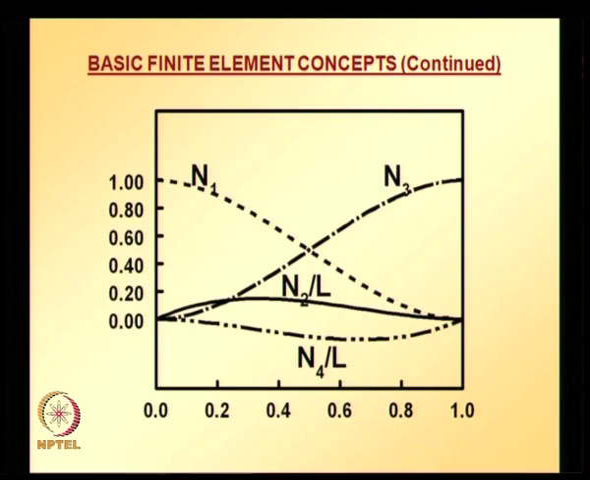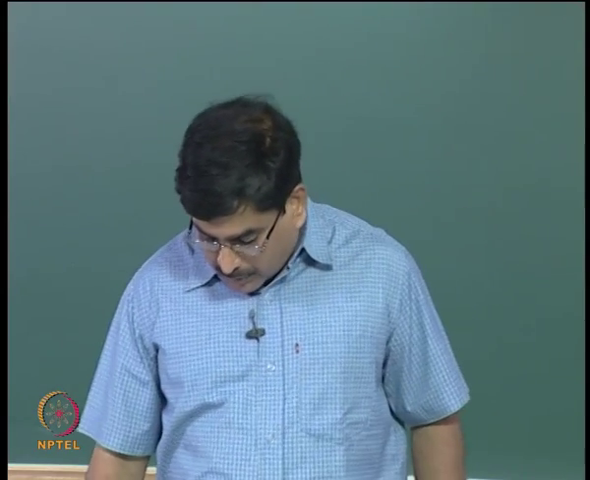So this plot shows how shape functions vary with respect to S, that is S going from 0 to 1. You can easily observe that N1 is equal to 1 at S equal to 0, N3 is equal to 1 at S equal to 1, and N2, N4 are normalized with respect to L.